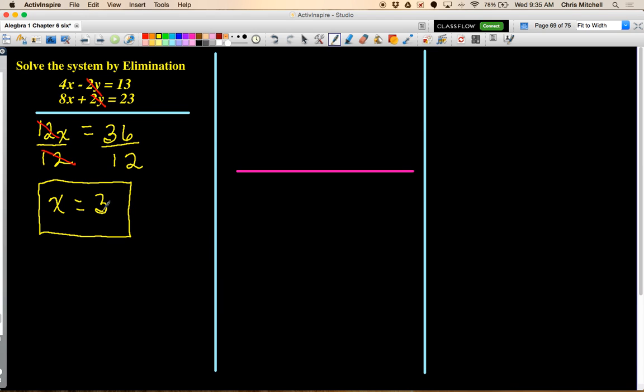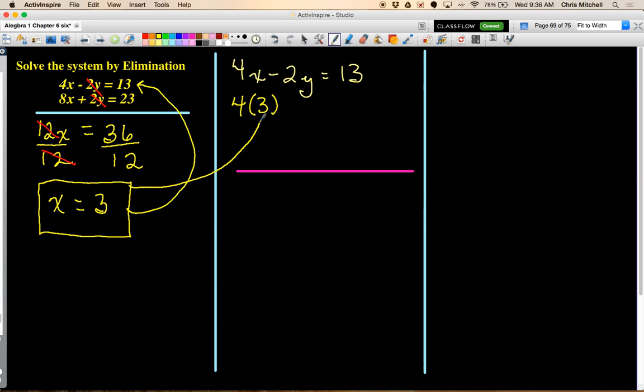So now I'm going to take my 3 and plug it into the first equation. So I'm going to rewrite the first equation over here. 4x minus 2y equals 13. But instead of putting x, I'm going to rewrite and put 4 times 3. Where did I get that 3? It came from over here, this 3. So 4 times 3 minus 2y equals 13.